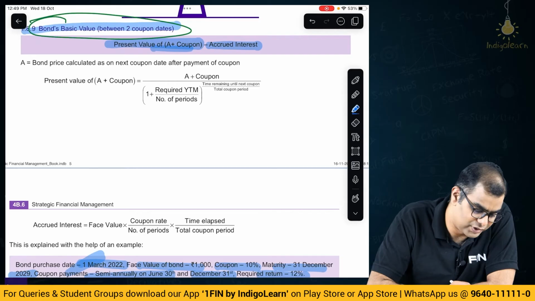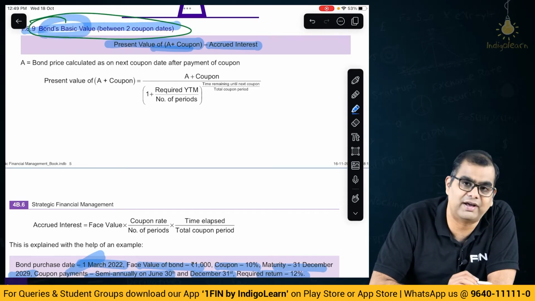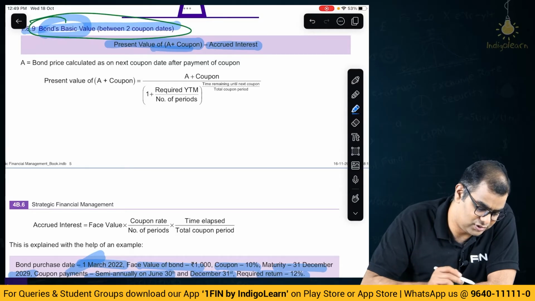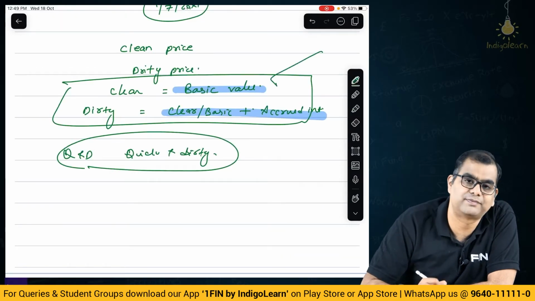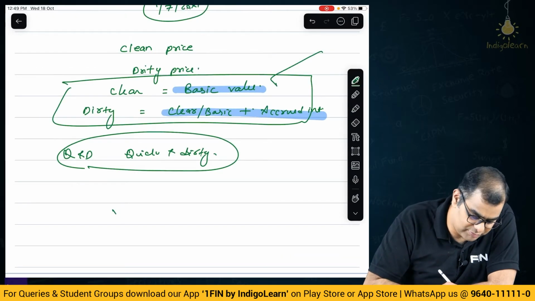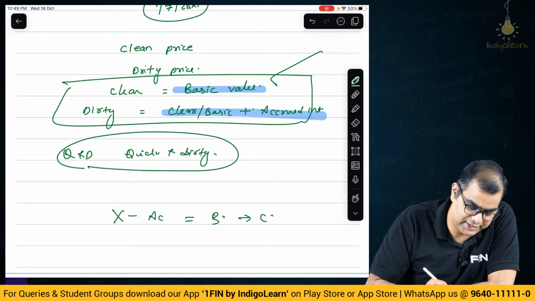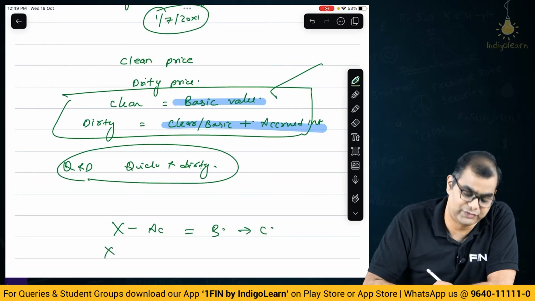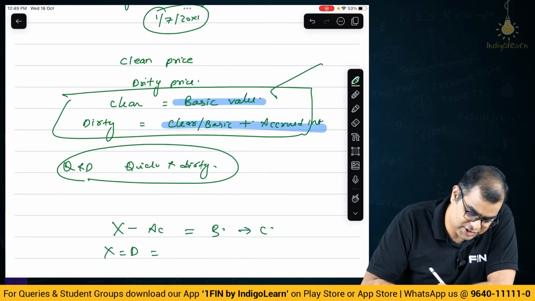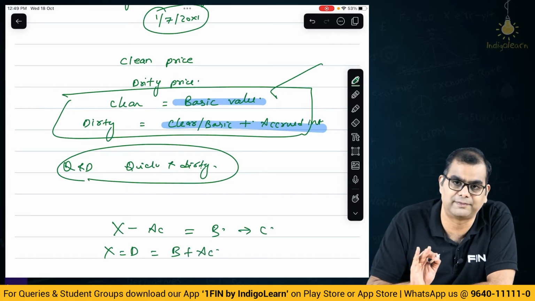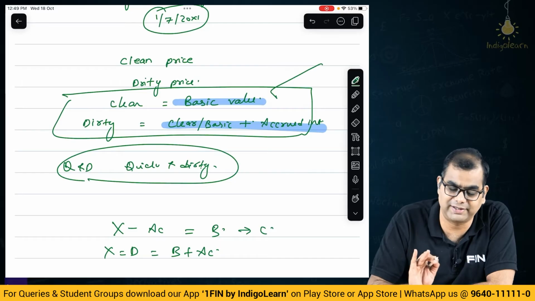Don't worry about it. Here we are talking about the basic value. We are not talking about accrued interest, we are talking about basic value. So, you are computing something called X, from that you are subtracting accrued interest and you are calling it basic. This is also the clean price, and this X is basically the dirty price, which is your basic plus accrued interest. That's all the logic. Okay, there is nothing complicated in this.